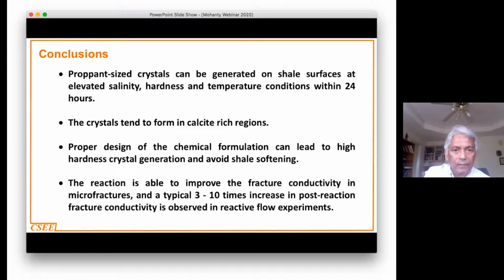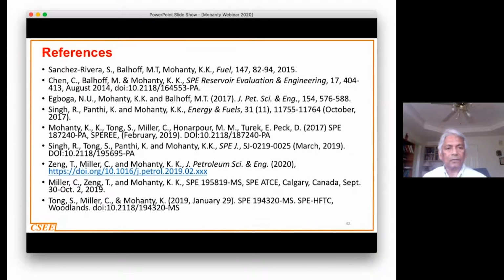So with these, I would like to just post these references. We have these papers related to this work that I talked about that you can read up in the literature.